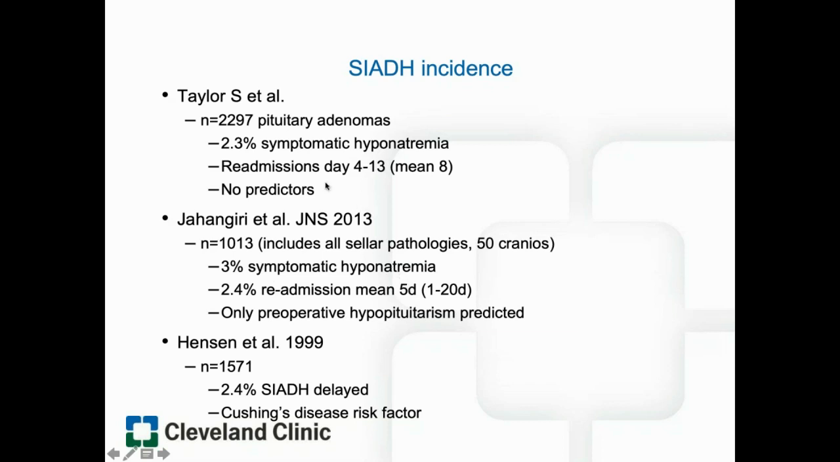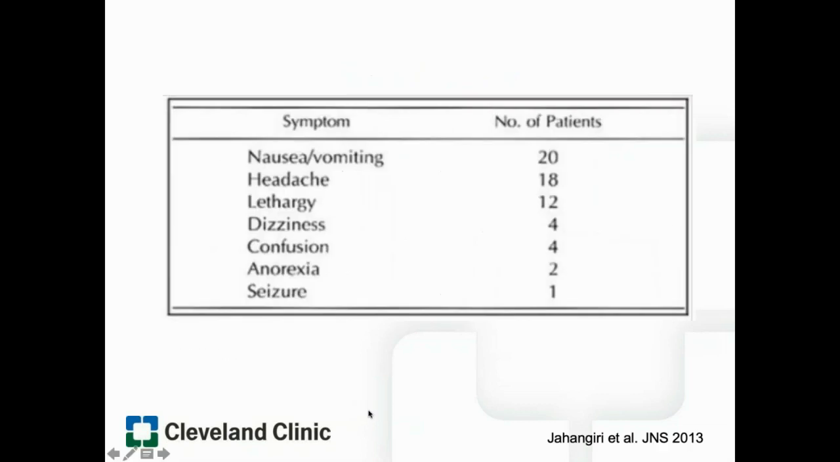There's not a whole lot of great predictors of who will go on to develop this. The first study here, in 2,300 patients, found no real predictors of who may develop this. In another study, they found patients who had preoperative hypopituitarism were more likely to develop this. And in a third study, they found patients with Cushing's disease were more likely to develop this.